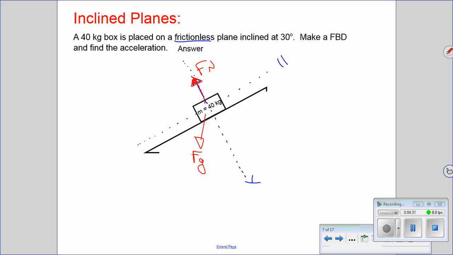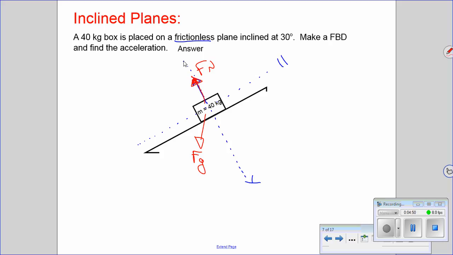So my gravity is downward, and it turns out that these two vectors combined result in a net force that's down the ramp. And we'll see that in a minute. Okay? So that's my technical free body diagram. And if it doesn't look like it, this force of gravity is meant to be vertical. It's supposed to go straight down.